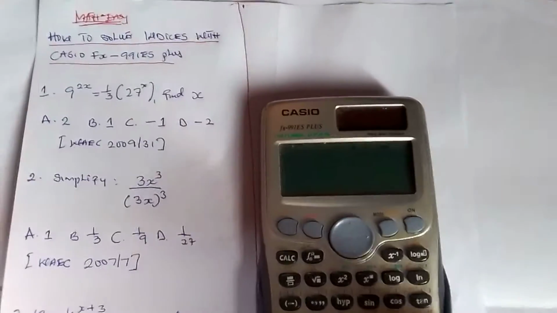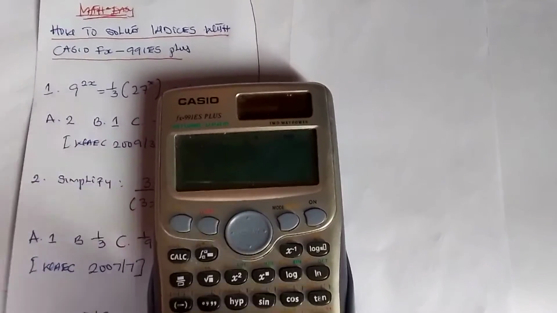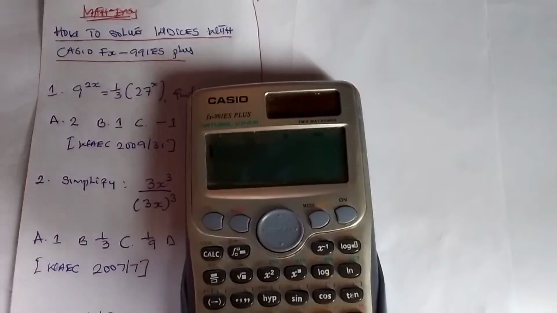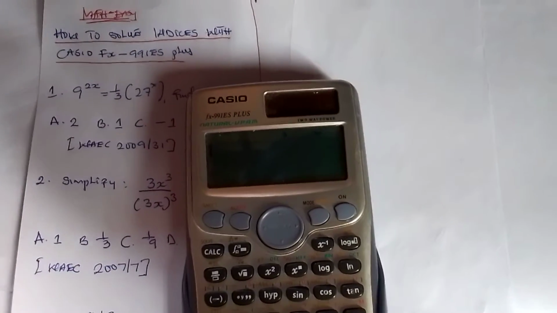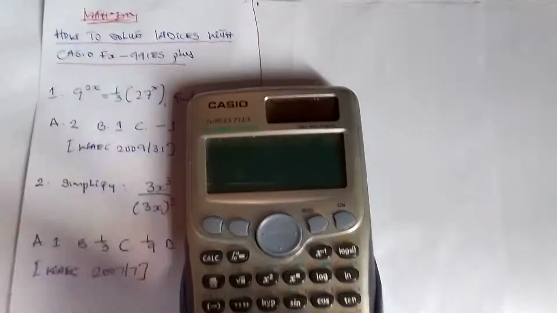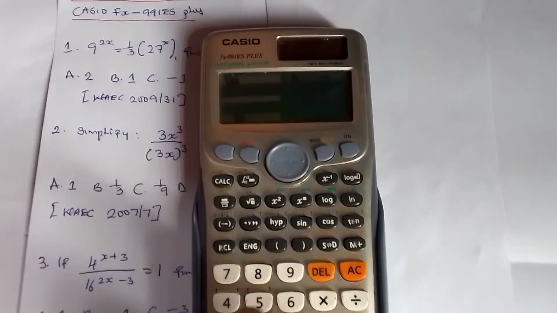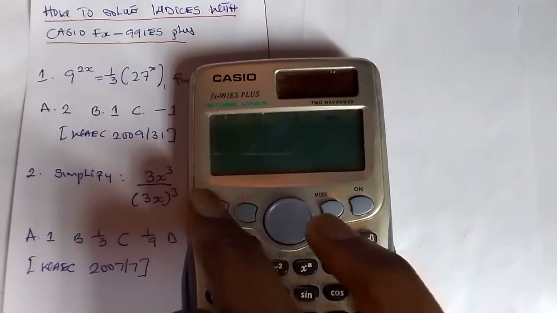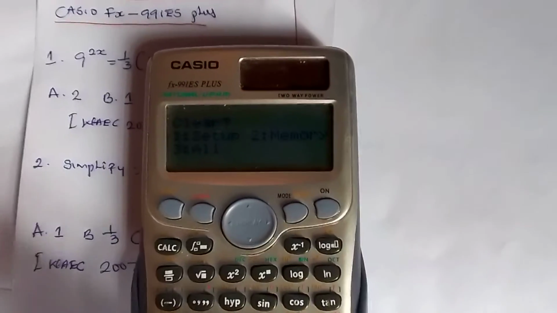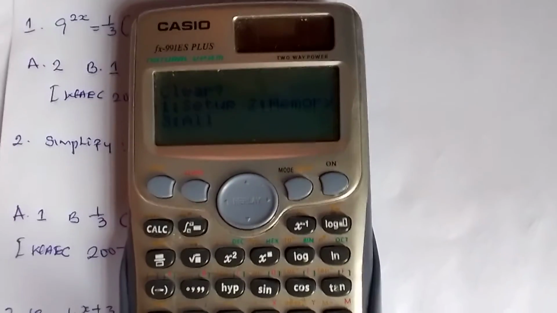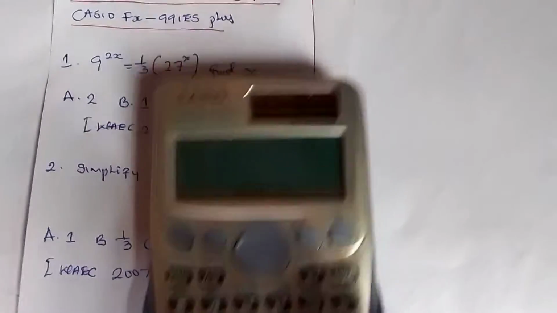Also, I want you to know that when you're using this calculator, you need to clear or reset it. Why are you doing that? So that if there is any stored information in the calculator, it will be removed so that it will not affect your answers. Now I'm going to press shift, then button 9, which is clear, and then I have Clear on the calculator. Then I'll press 3, press equals, and press AC. Now I've cleared the calculator.